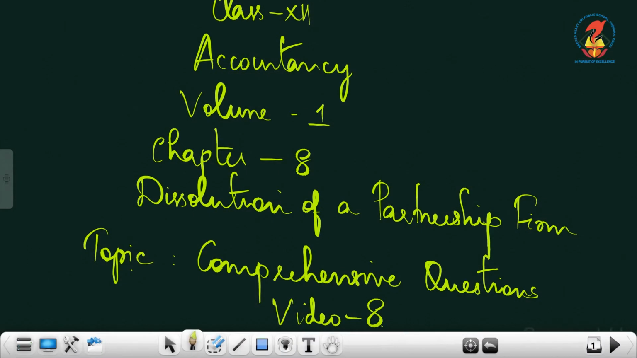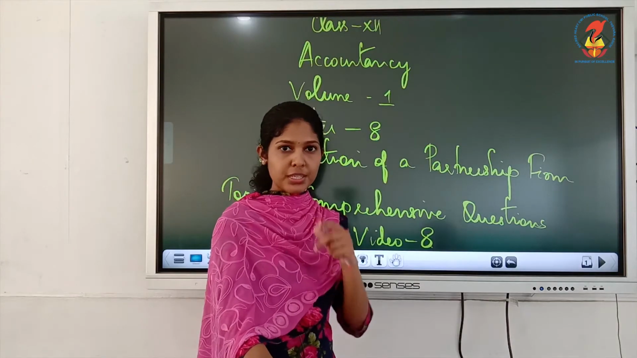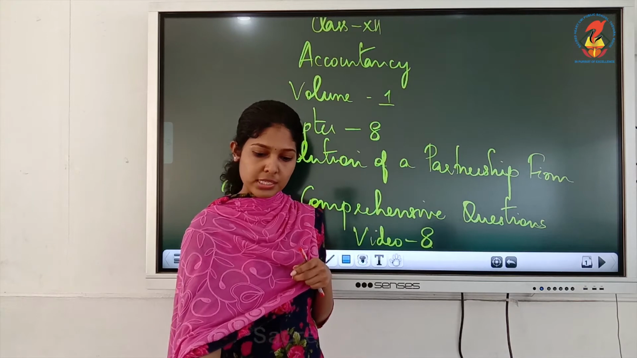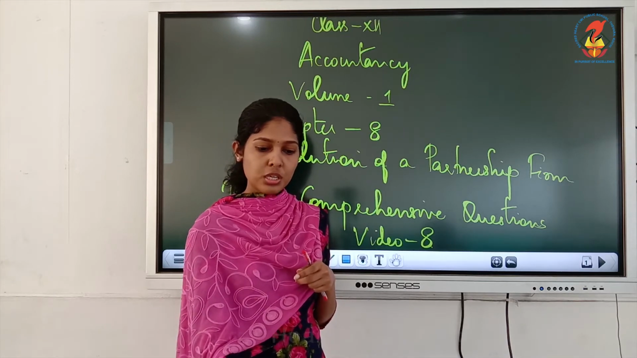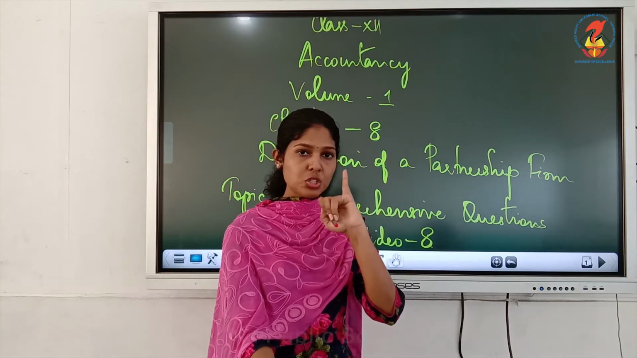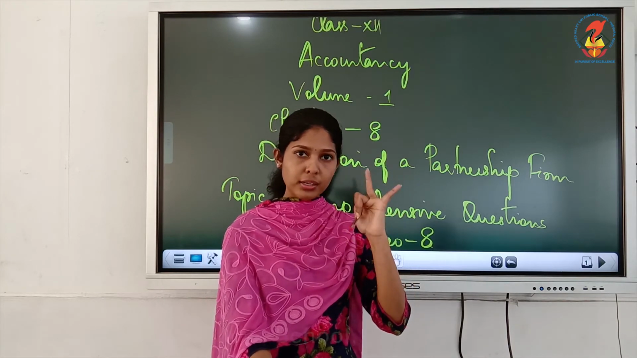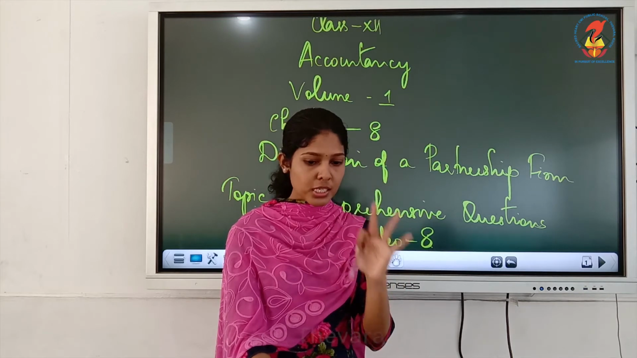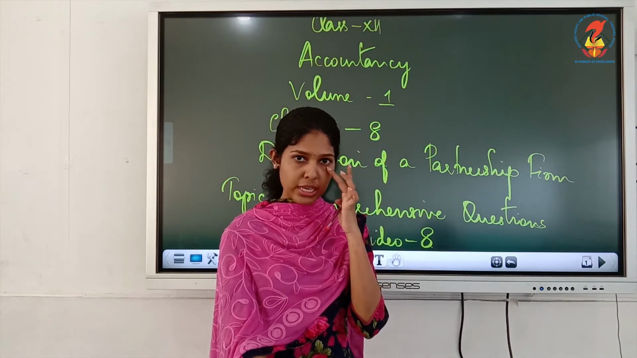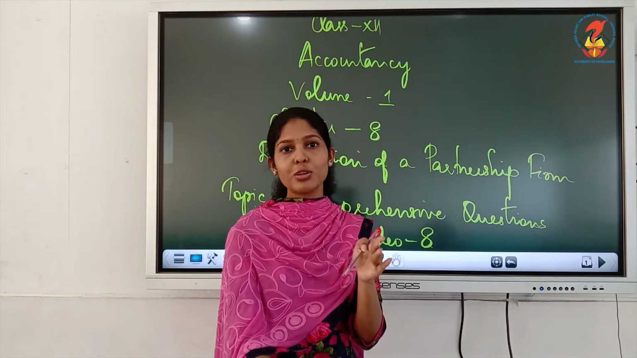We'll do the next comprehensive question. Now we have completed almost all types of questions. In the next question, that is illustration 22, just turn your page and see. They have asked you to do realization, partner's capital, partner's current account and bank account. Current account normally you will not get in the question, but you need to learn that also.